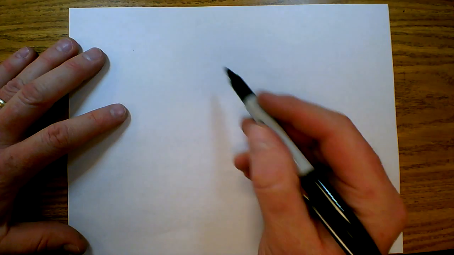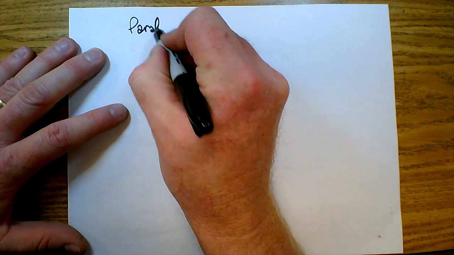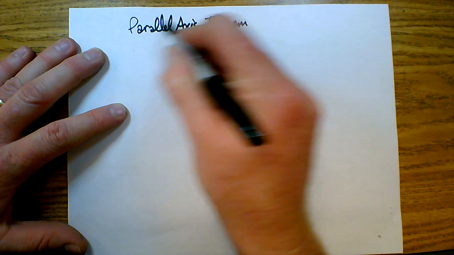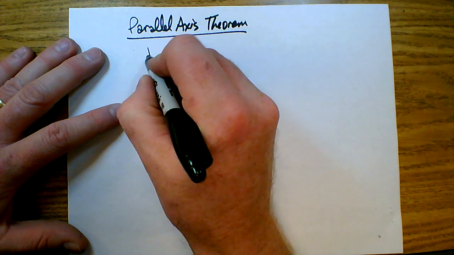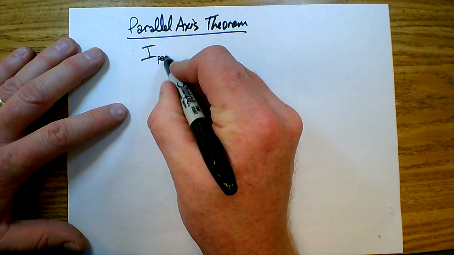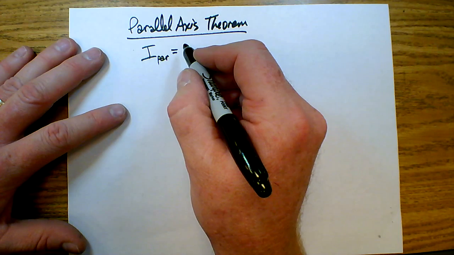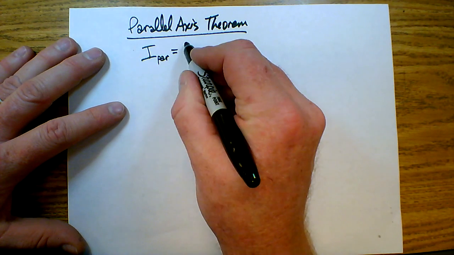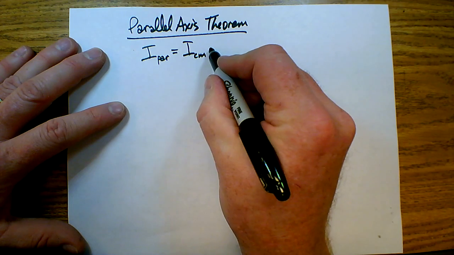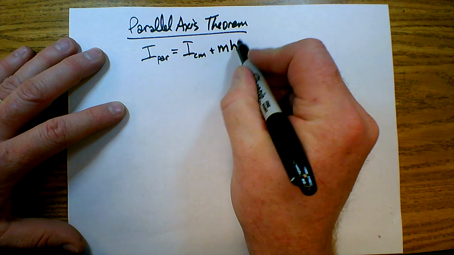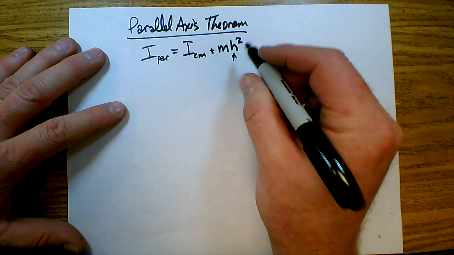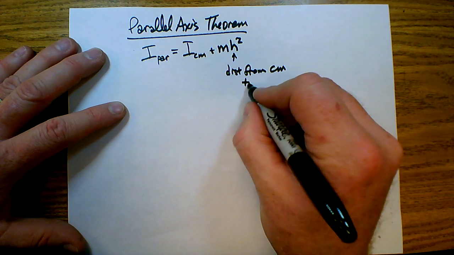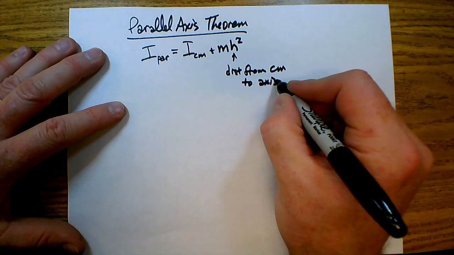And along those lines, we also learned the parallel axis theorem. And the parallel axis theorem basically says that the inertia of an axis that is parallel to an axis passing through the center of mass, for which I know the inertia, can be found by taking this center of mass inertia and adding to that mh squared. Now in this formula, h is the distance from the center of mass to the axis of rotation.